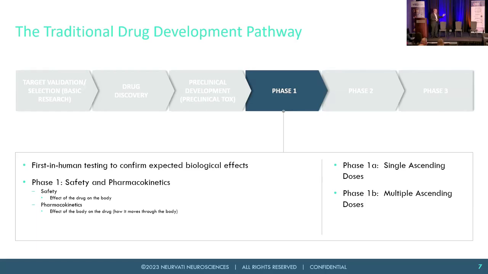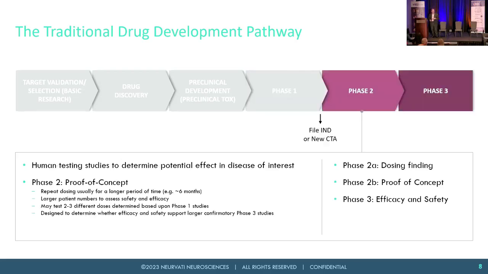So you'll hear phase 1, phase 2, you'll hear 1A, 1B. These are all different phases of first in human. And how we do it really depends on the disease we're targeting and what question we're trying to ask in that early study.